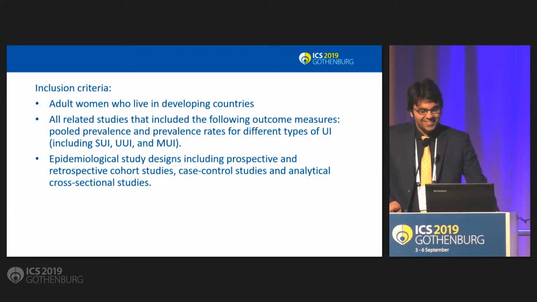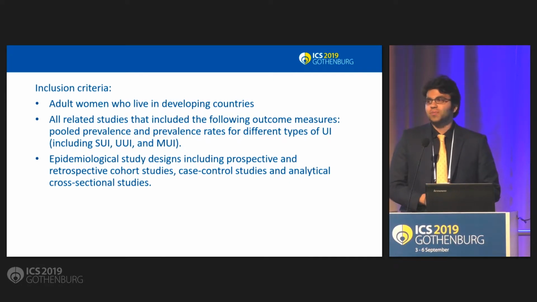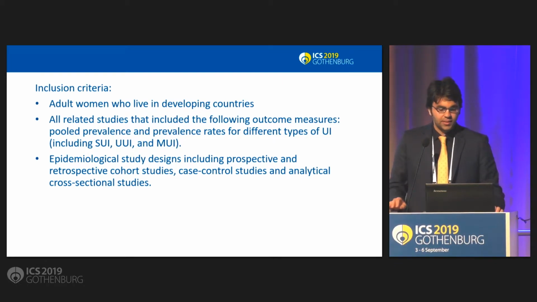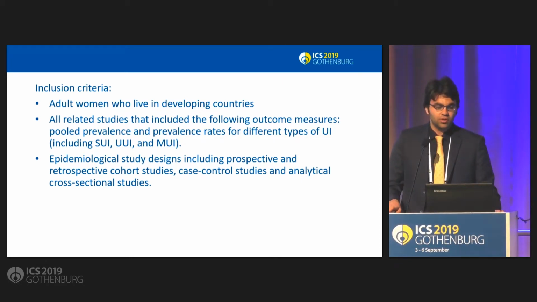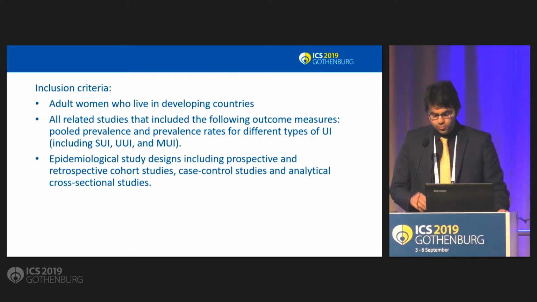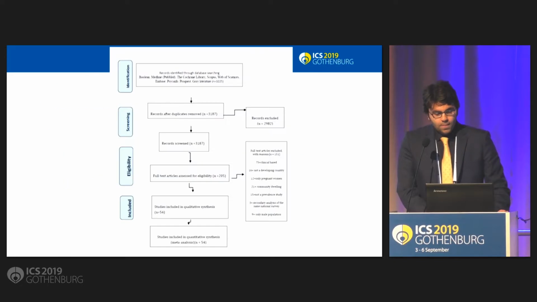All related studies should have this outcome, as some of the studies only reported some subtypes. We also included them, like the stress or urge, and some of them just had two of them. So these were the outcomes for our inclusion criteria. And the study designs were retrospective cohorts and cross-sectional studies, and also prospective cohorts.